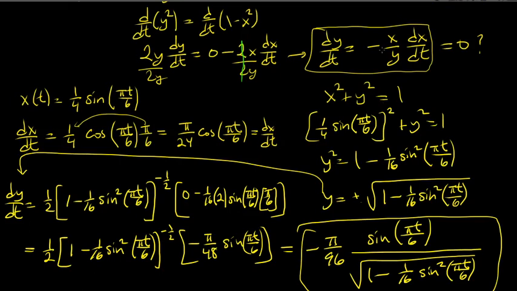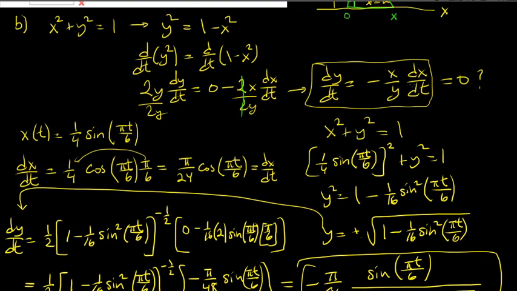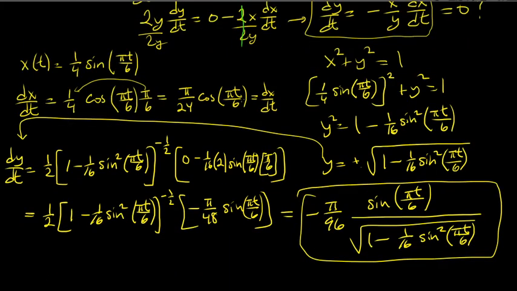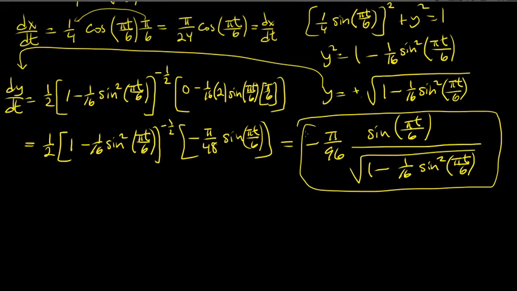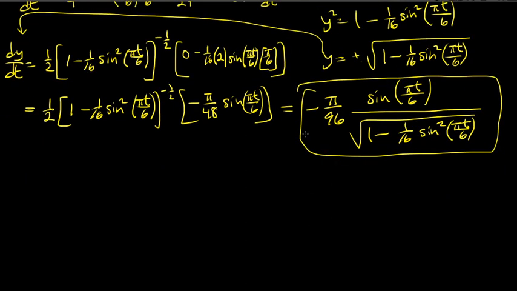And I think that would have been the same thing if we used implicit differentiation and then we plugged in the x, y, and dx over dt. Okay. In any event, that's the derivative of y. Where does it equal 0?